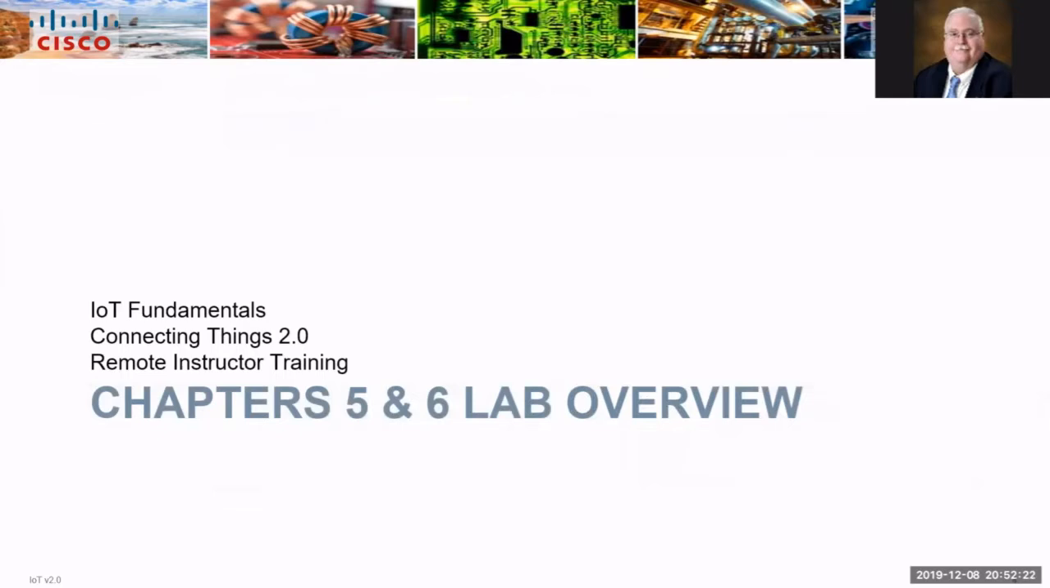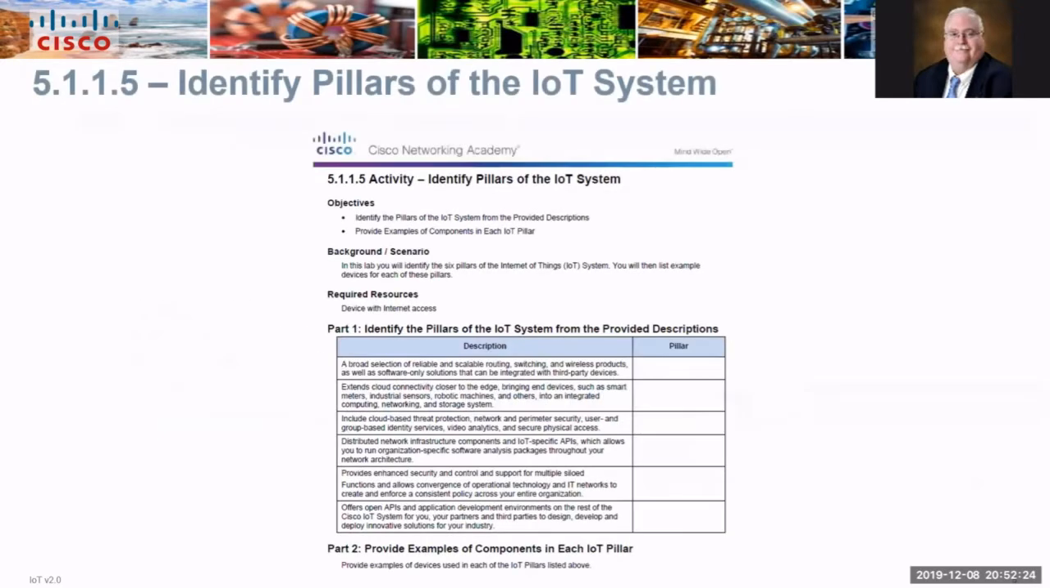Chapters 5 and 6 Lab Overview. Worksheet 5.1.1.5, Identify Pillars of the IoT System. Time to complete is approximately 15 minutes. Difficulty level easy. In this lab you will identify the 6 pillars of the Internet of Things, IoT, system. You will then list example devices for each of these pillars.